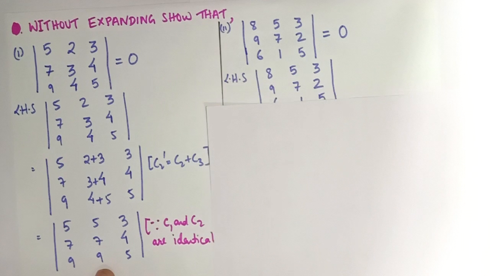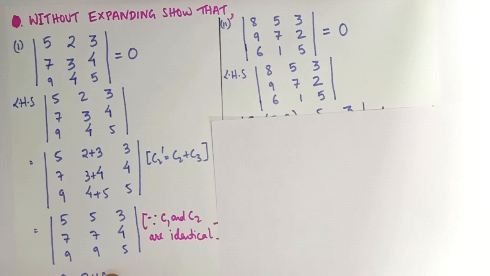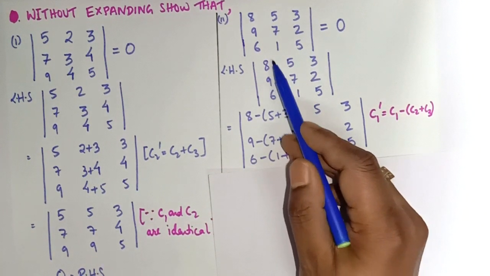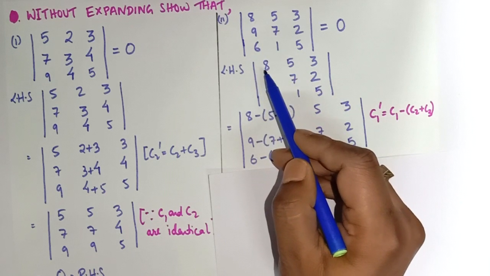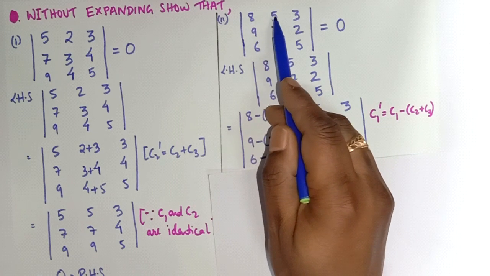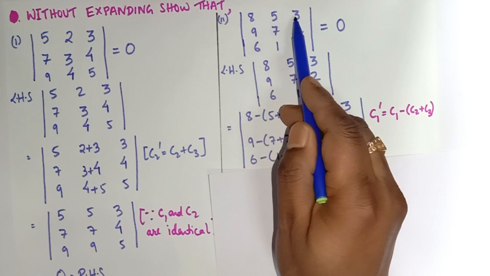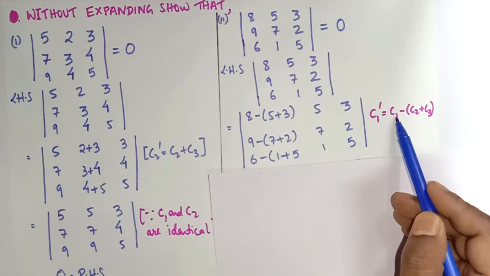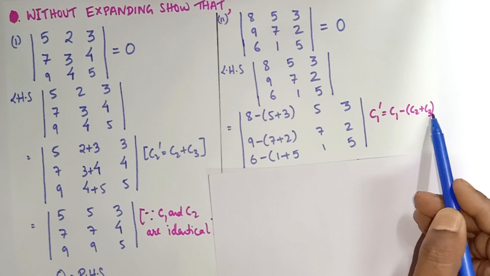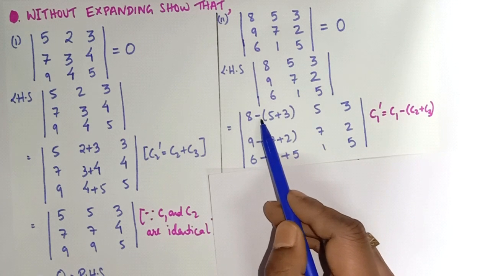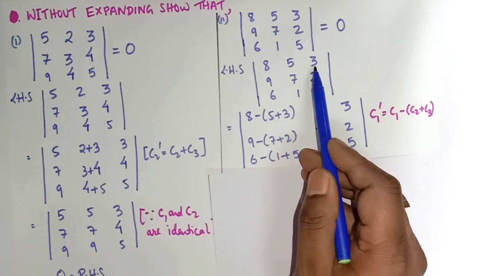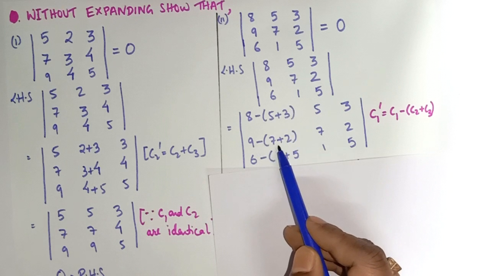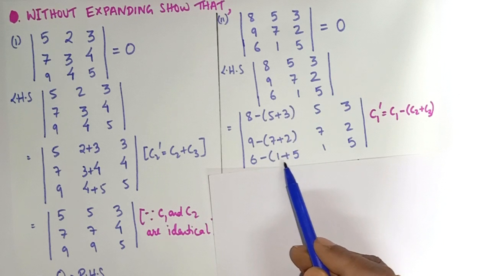Now I'll show you in a different way. The left hand side I got. What I have used here is an operation: C1 dash. I am changing the column. What I am doing is 8 minus this plus this. That means 8 minus 5 plus 3, that is 8 minus 8, which will be 0. So the operation is C1 dash equals C1 minus C2 plus C3. Hope you got it. So 8 minus C2, which is 5, plus C3, which is 3. So 8 minus 5 plus 3. This side 9 minus 7 plus 2. This side 6 minus 1 plus 5.